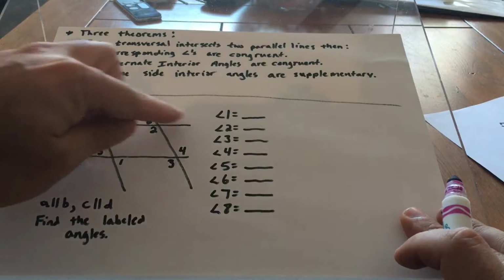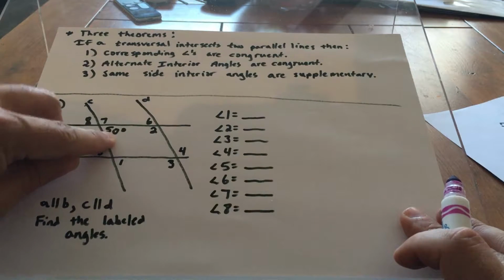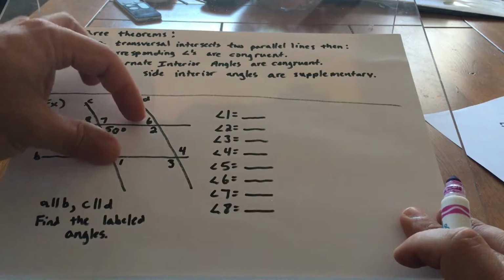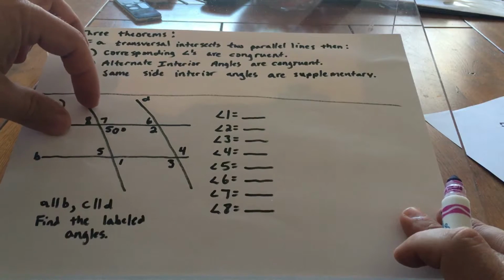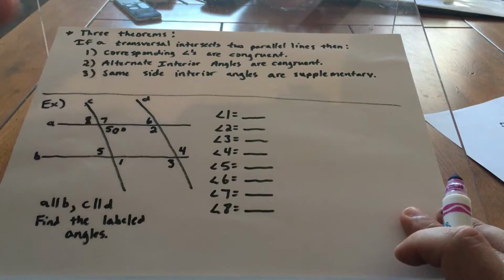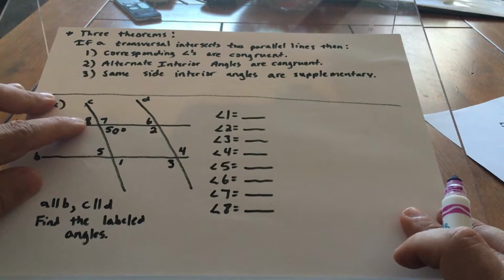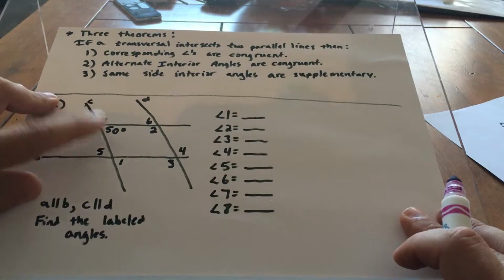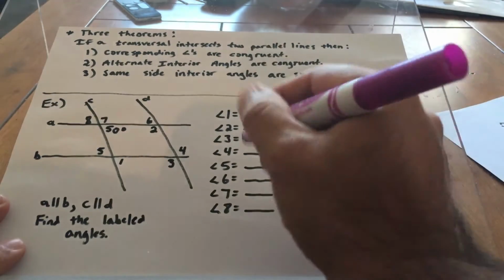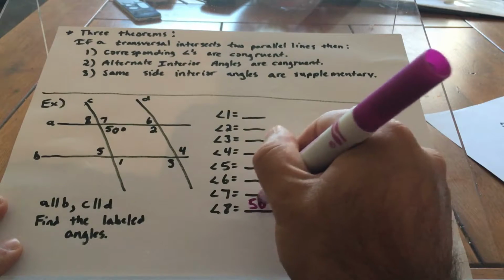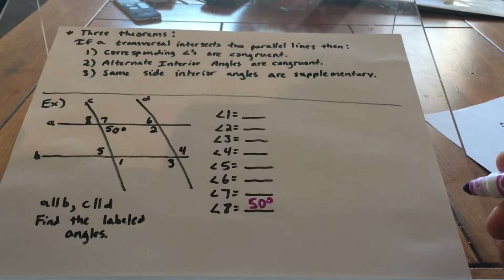So where we would want to start here is with the angle that we know, all right? And notice that angle that we know is forming a vertical angle here with angle 8. And we remember from before that vertical angles are congruent. So we can say that the measure of angle 8, just by looking at it, and based on that theorem, is going to be 50 degrees. Okay, so that's the first angle that we'd want to find.